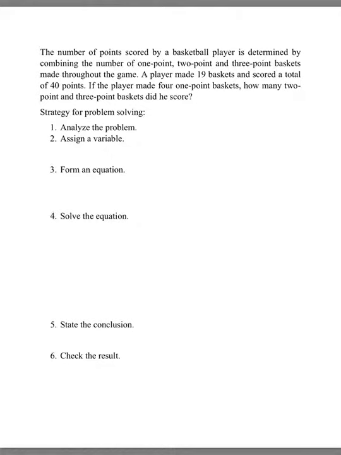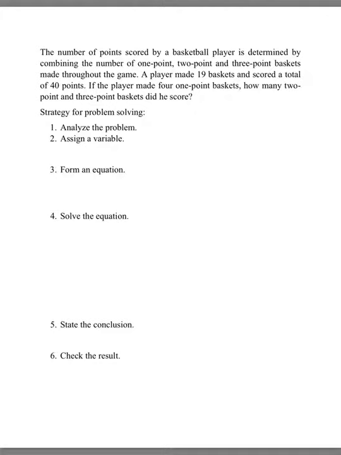Let us begin by reading the word problem out loud. The number of points scored by a basketball player is determined by combining the number of 1-point, 2-point, and 3-point baskets made throughout the game. A player made 19 baskets and scored a total of 40 points. If the player made 4 1-point baskets, how many 2-point and 3-point baskets did he score?